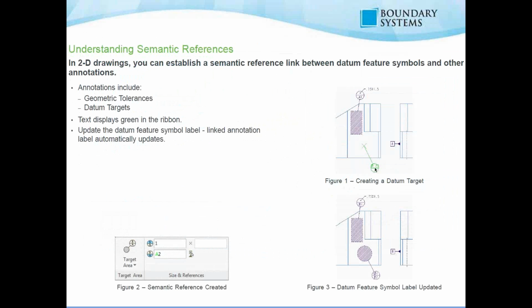Okay, next is understanding semantic references. Here in 2D drawings, you can establish a semantic reference link between datum feature symbols and other annotations. As we see in figure 1, we have a datum target that's being created. We would like to reference the actual datum, so all we have to do is select the A datum symbol, and then we can reference that.